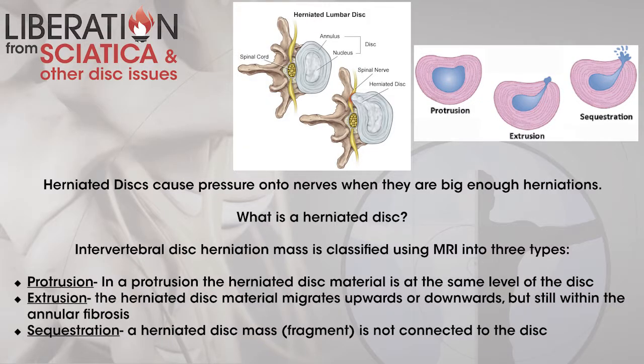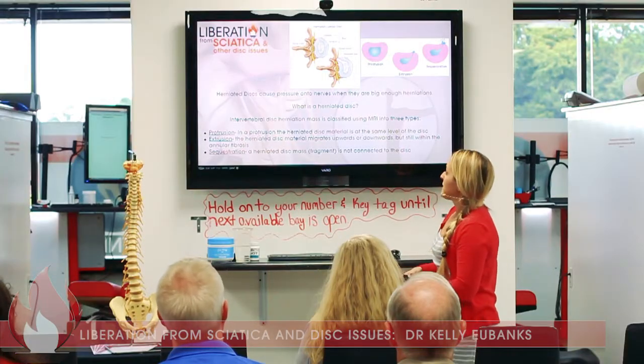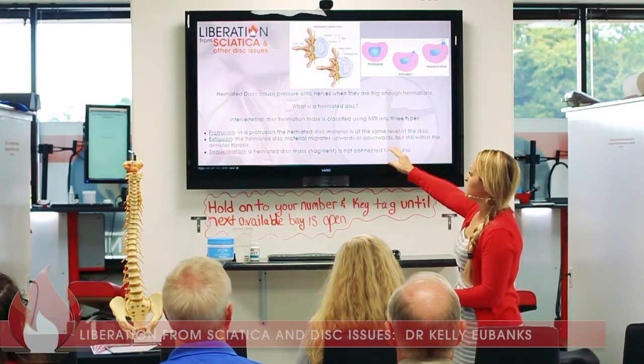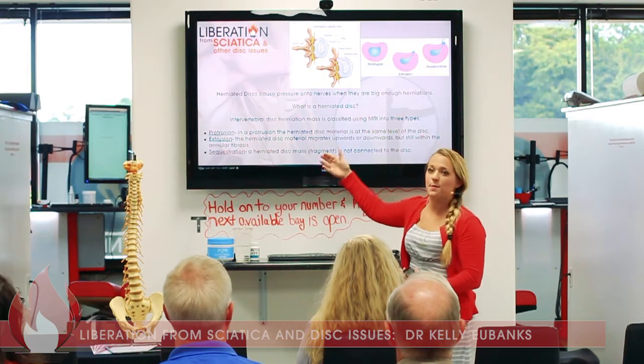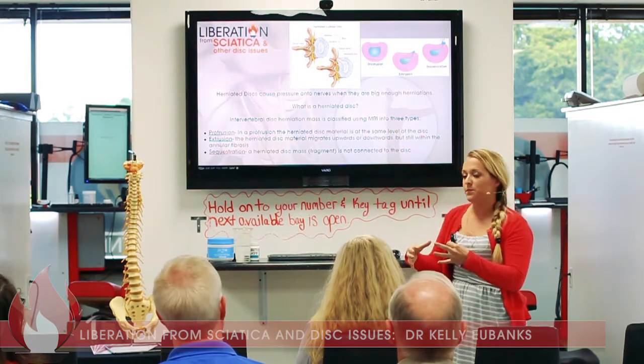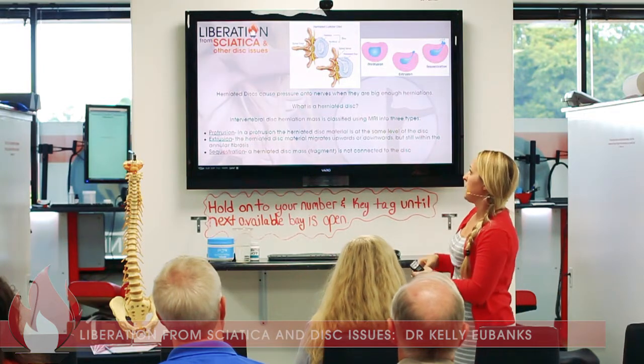So, a herniated disc. I'm sure most of you have heard that term. It could be called a herniated disc, a slipped disc, a pinched nerve, or a bulging disc. It kind of is separated into 3 different categories, and these can only be diagnosed with an MRI. You can see visually what's going on.